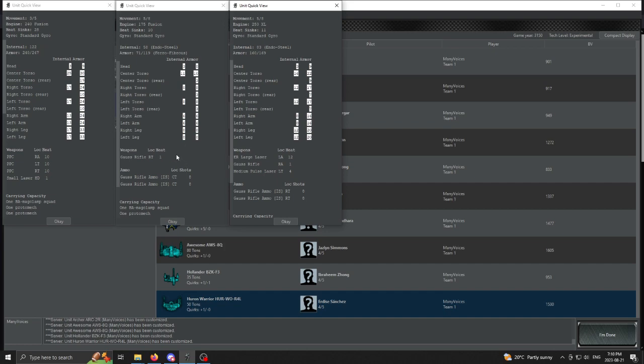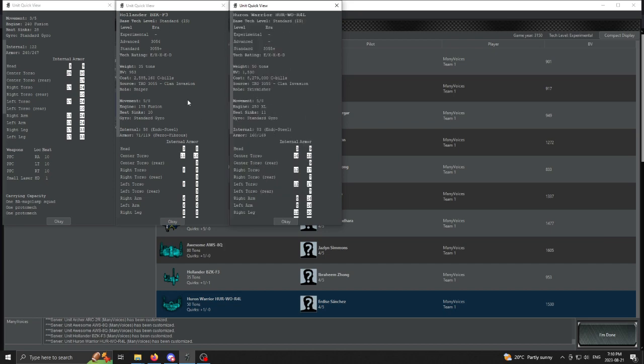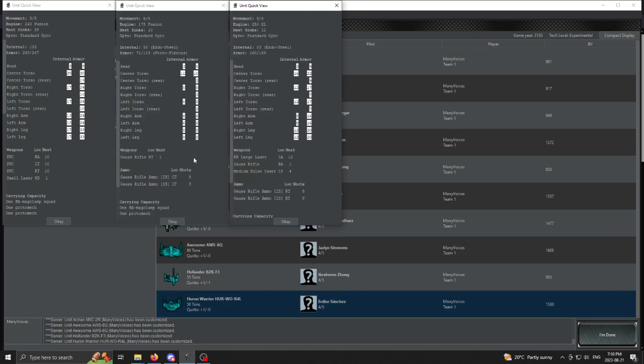A unit like the Hollander is dedicated to bringing just one big gun and doesn't really have a lot of points sunk into durability or speed. A 35-ton mech doesn't really pay very much tonnage to have a 5-8 movement speed. So the Hollander kind of fits into the next role that we'll be talking about, as does the Huron Warrior, and that is the Skirmisher Sniper.